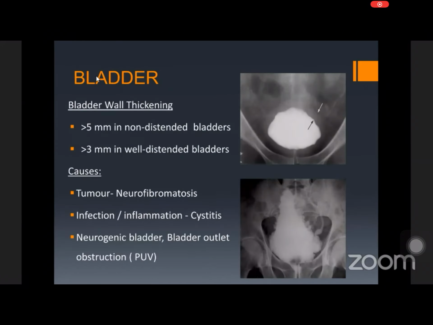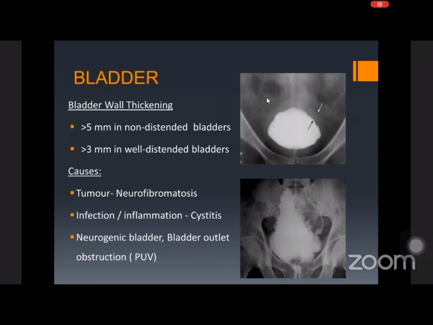So coming to bladder pathologies. Normal bladder wall thickness is less than 3 mm in a well-distended bladder. We call it pathological if it is more than 5 mm in a non-distended bladder, or more than 3 mm in a well-distended bladder. The common causes of bladder wall thickening can be a tumor like neurofibromatosis, infectious or inflammatory cystitis, a neurogenic bladder, or a bladder outlet obstruction.